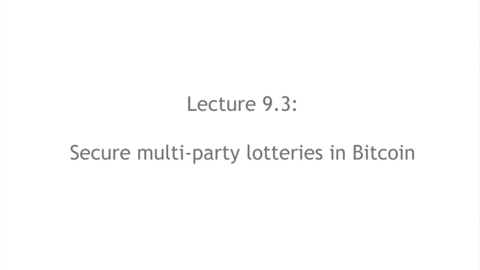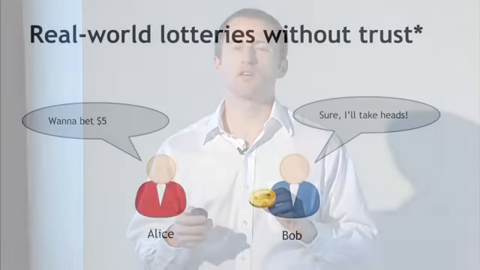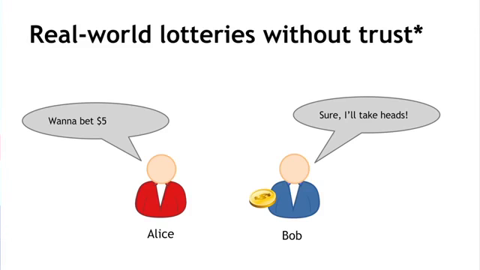Okay, time to change gears again. Now we're going to talk about doing a multi-party lottery in Bitcoin and hopefully doing it in a secure way. So again, we'll start with the offline version of what we're trying to build here. How would we do a real-world lottery between two people without any trust? And I'll get back to what without any trust means in a second. But there's a very simple solution for this.